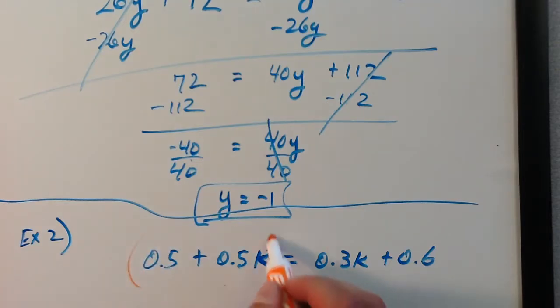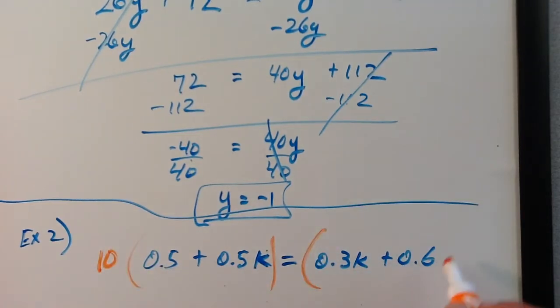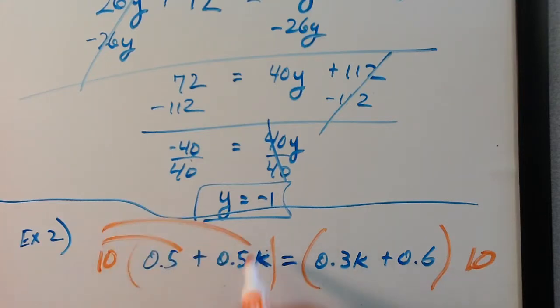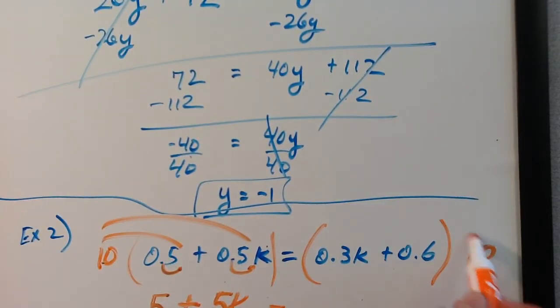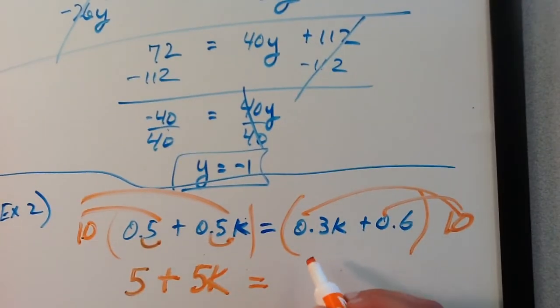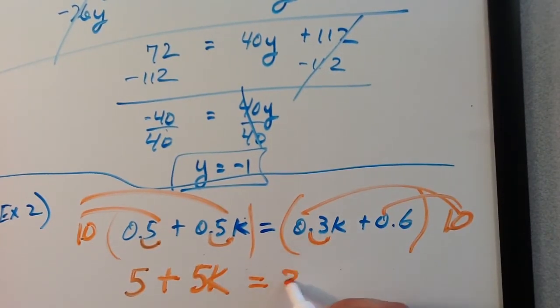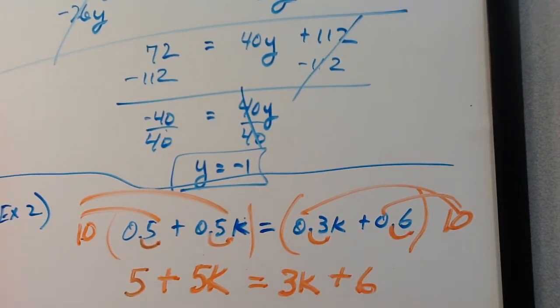So let's multiply the left side by 10 and the right side by 10. Now I distribute the 10. 10 times 0.5, that's 5, because I moved the decimal one place to the right. 10 times 0.5k is positive 5k. Don't forget your k. Bring the equal sign down. 10 times 0.3k is 3k. 10 times 0.6 is positive 6.